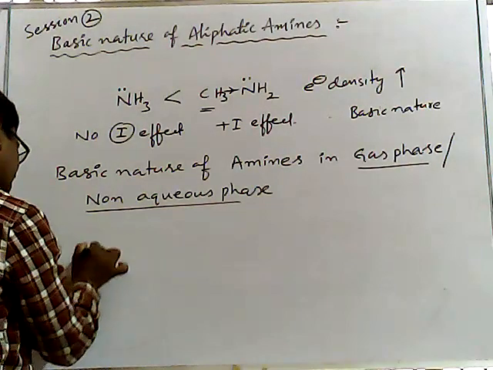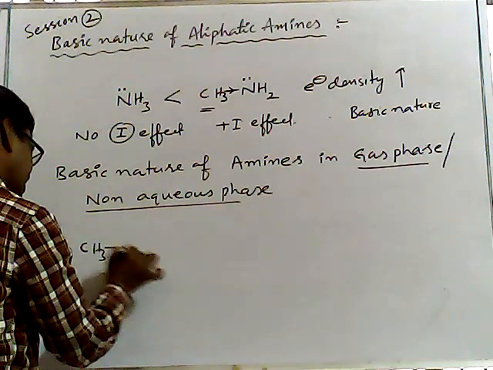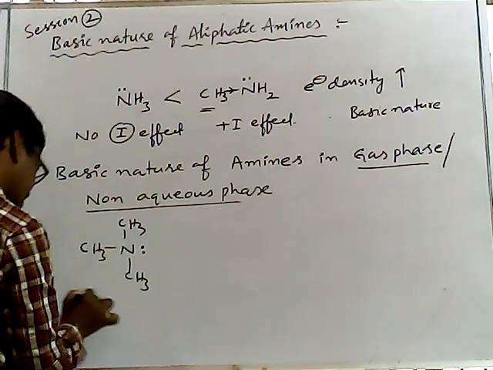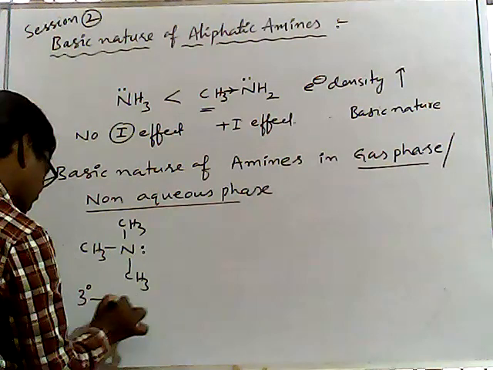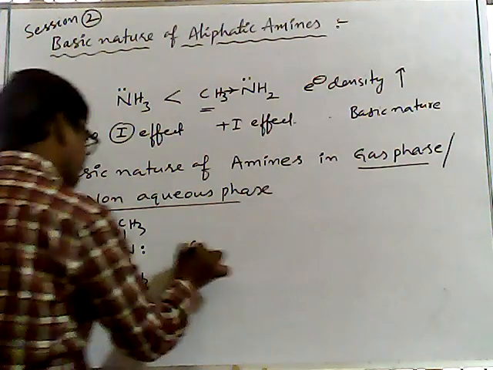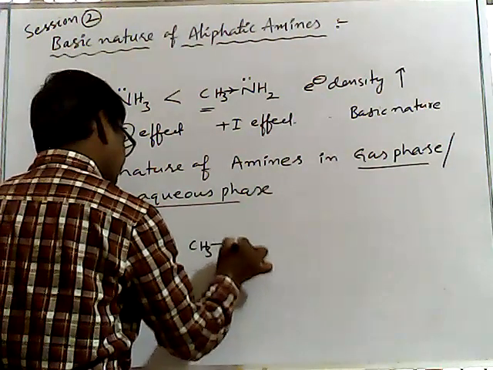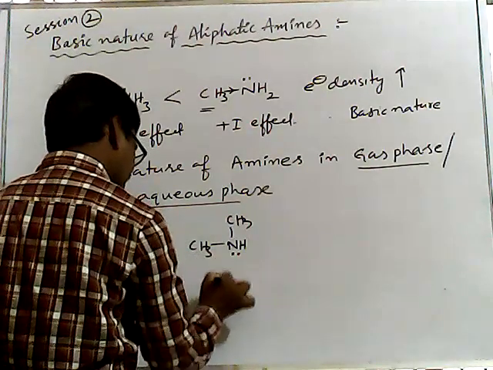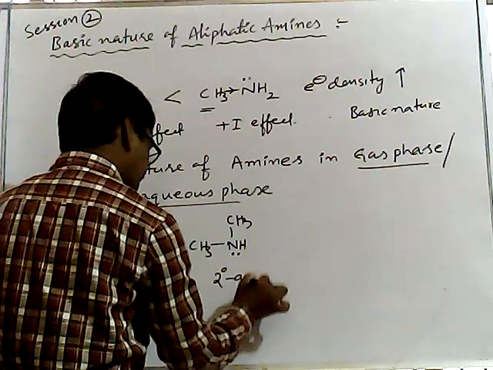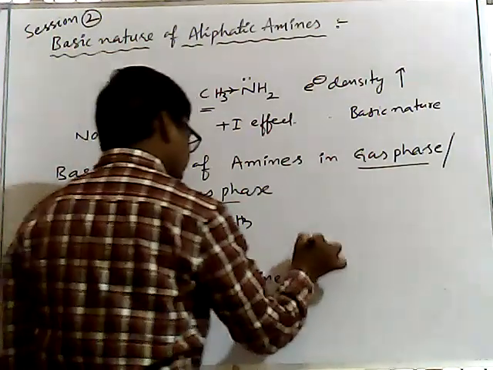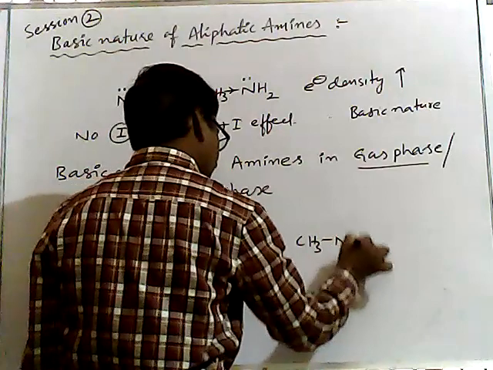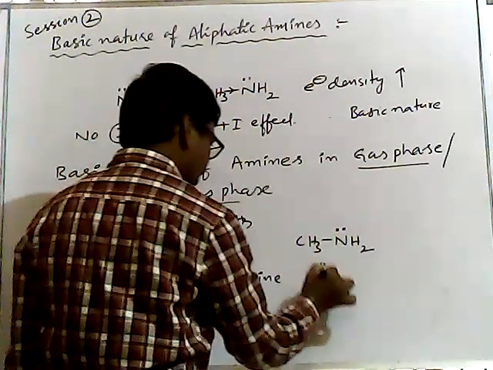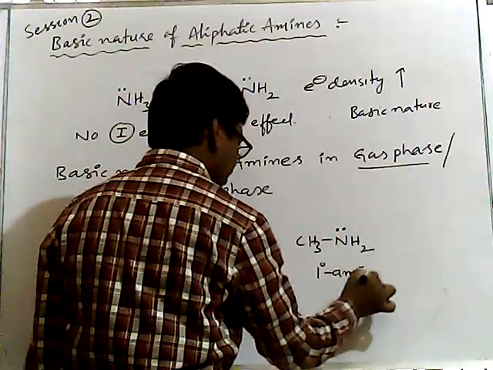See here, what is the non-aqueous phase? CH3, N, CH3, here CH3. Here there is a lone pair of electrons. This is a tertiary amine. Then CH3, here NH, then here CH3. There is a lone pair of electrons on nitrogen. This is a secondary amine. Then CH3NH2. Here also there is a lone pair of electrons on nitrogen. This is the primary amine. And lastly, ammonia.